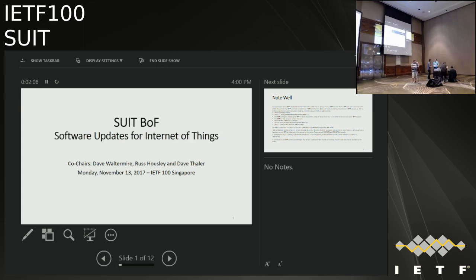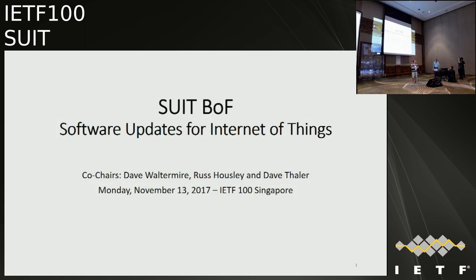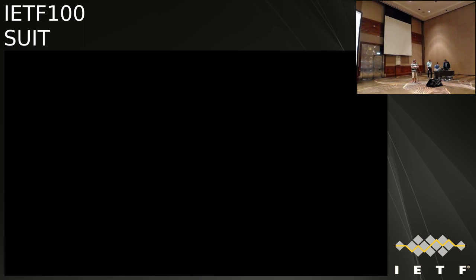So, SUIT. The goal of SUIT is to standardize software update capabilities. One of our primary goals for this effort is to come up with something that will work with constrained devices. We're specifically trying to target Class 1 constrained devices that have 10 kilobytes of RAM and around 100 kilobytes of flash capability. This is a working group forming BOF.